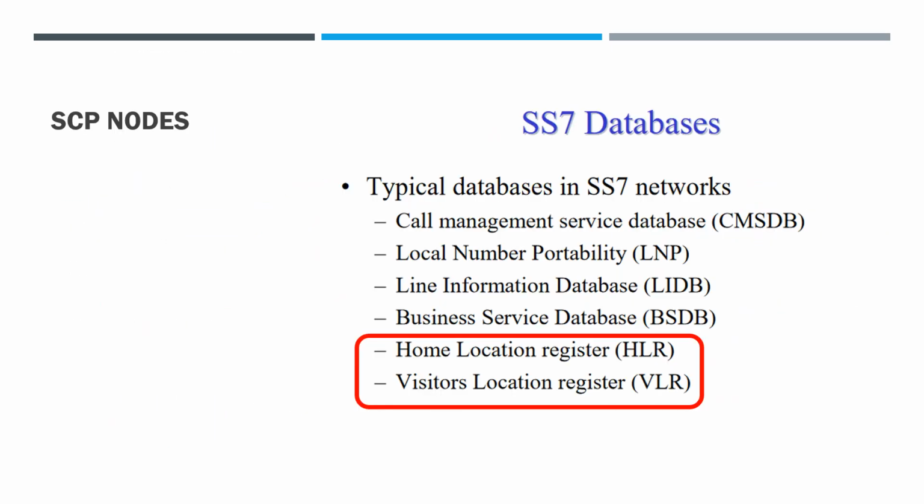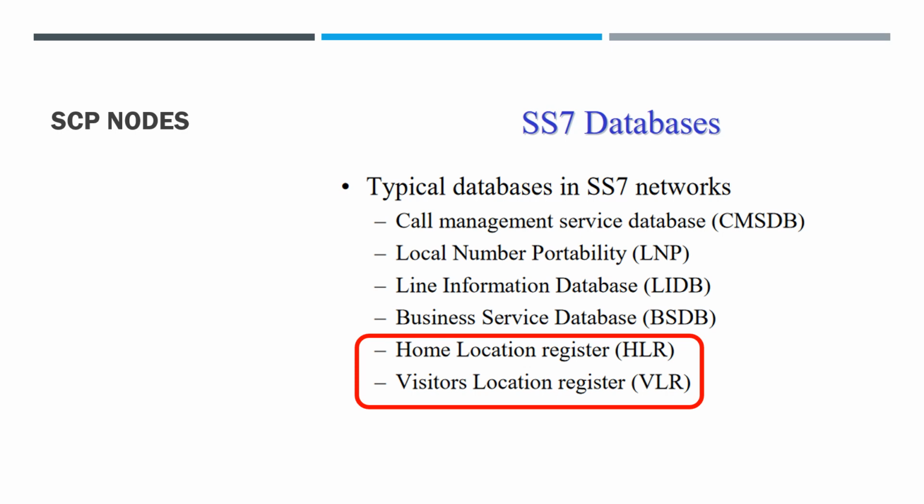What is SCP node? We discussed about this node. It's a kind of database, but how many databases do we have in SS7 network? We have 6 kinds. Call management service database, local number portability, line information database, business service database, and 2 famous nodes that we discussed in previous section, which are home location register HLR and visitors location register. We discussed about the difference between these two kinds of node.